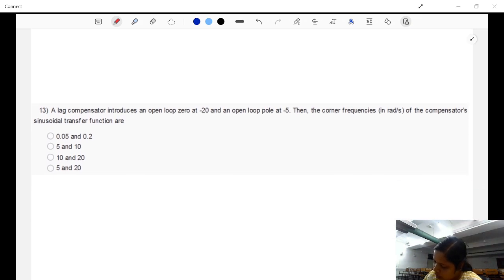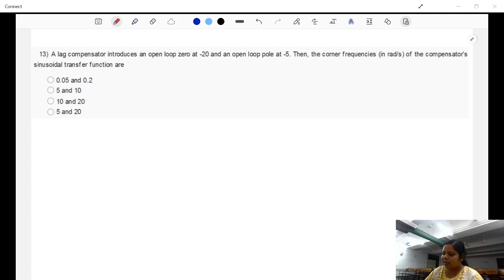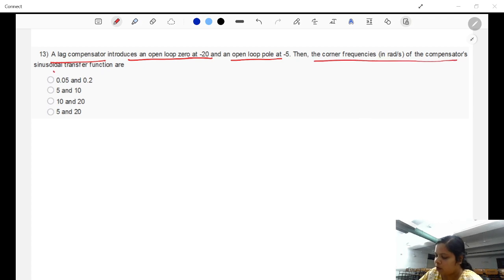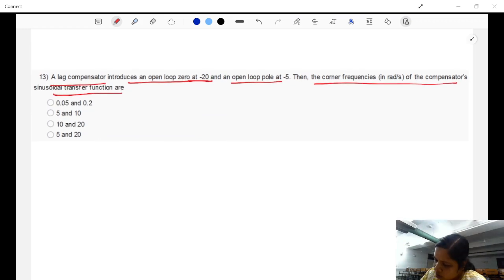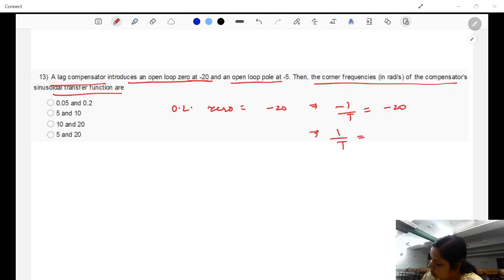Okay, now a lag compensator introduces an open loop 0 at -20 and an open loop pole at -5. Then what are the corner frequencies of compensator's transfer function? So what is your open loop 0? It is -20. That means minus 1 by T is equal to -20. That means 1 by T is equal to 20.